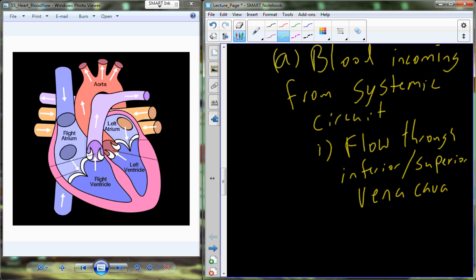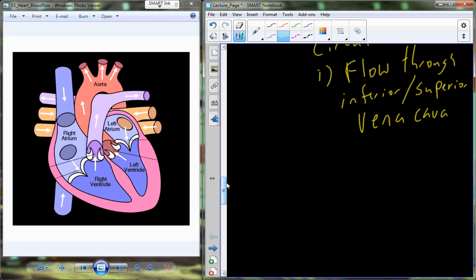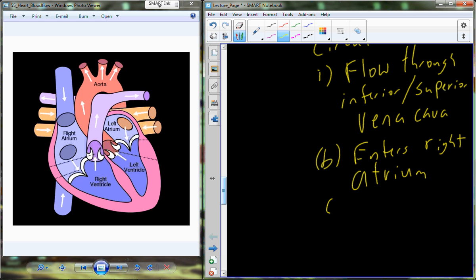Blood is always flowing, and so it's going to flow in from the top and in from the bottom of the heart. So blood will begin to enter the right atrium. And as blood enters the right atrium, the valve is going to be closed, and so we're beginning to fill the right atrium up with blood.